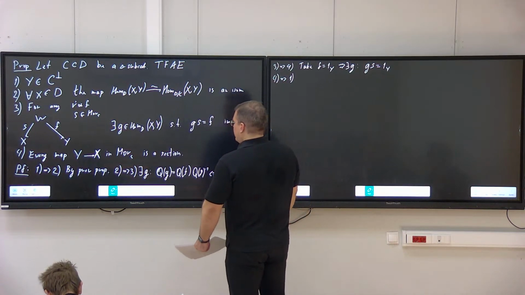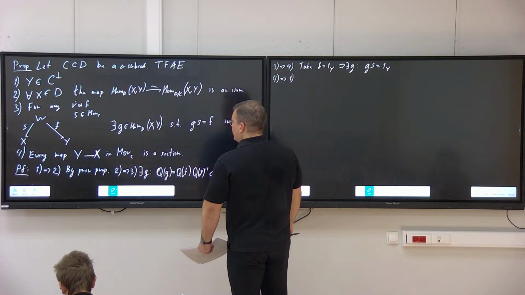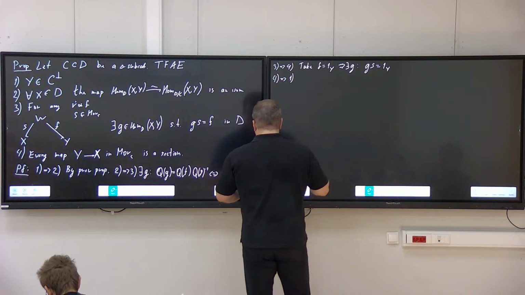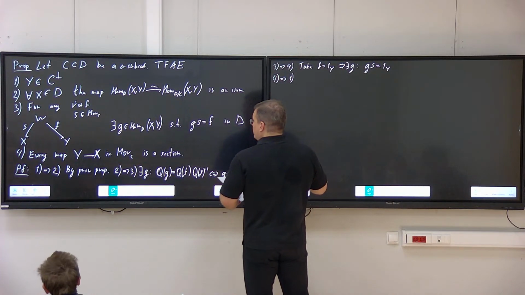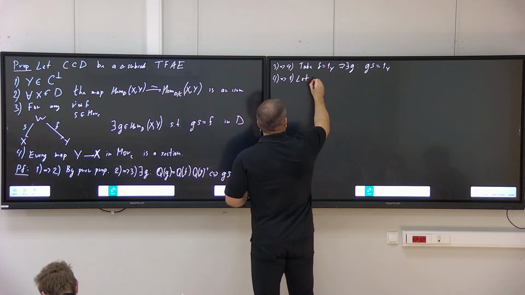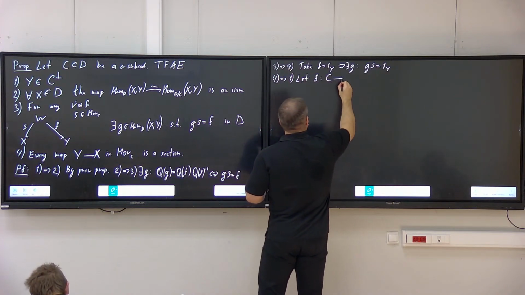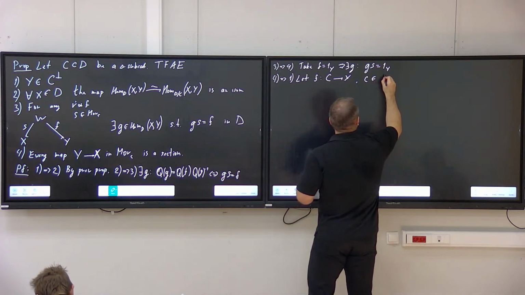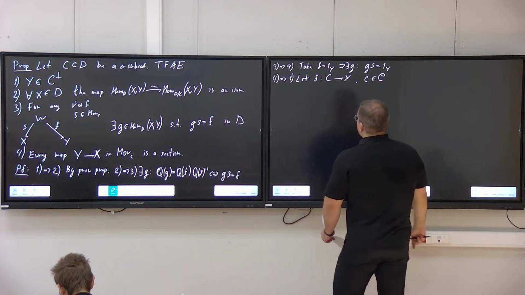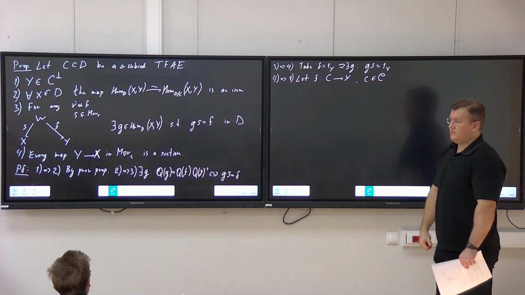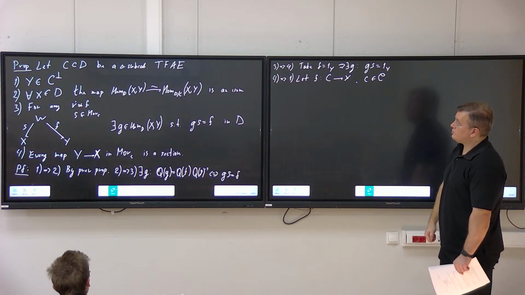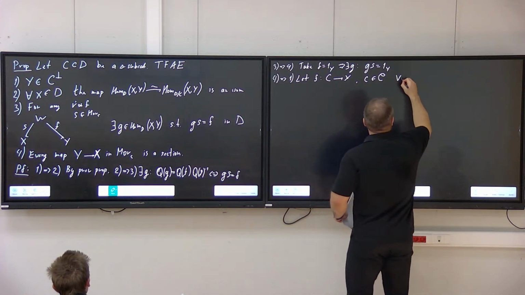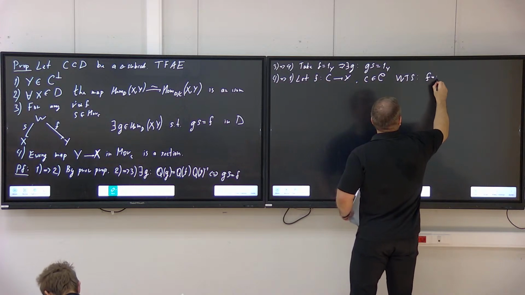Okay, so in 4 I know that any map from X to Y in mod C has a section, and I want to show that Y is in the right orthogonal complement. In other words, what I want to show is that if I take a map F from C to Y, where C is an object in the category C, then this map is actually 0. Any such map being 0 would be enough to say that Y is in the right orthogonal complement to the category C. So I want to show that F is 0.